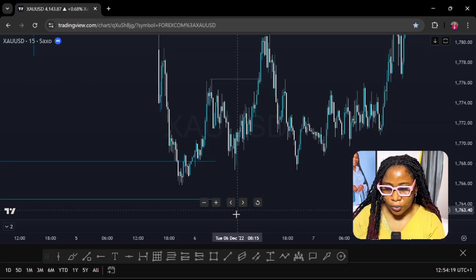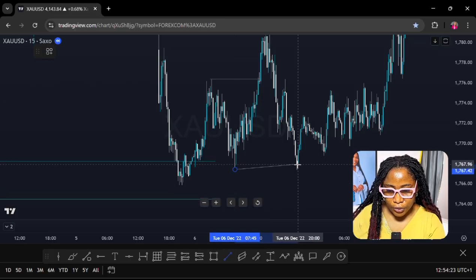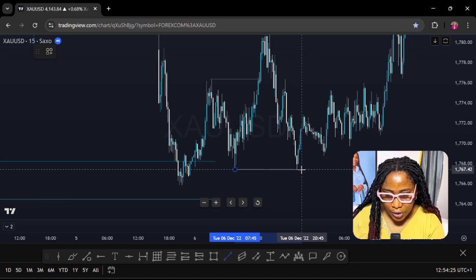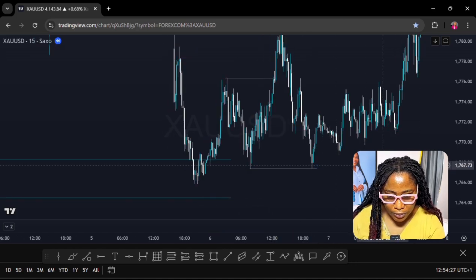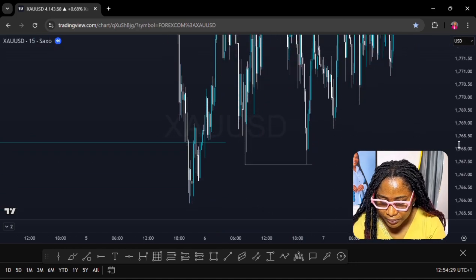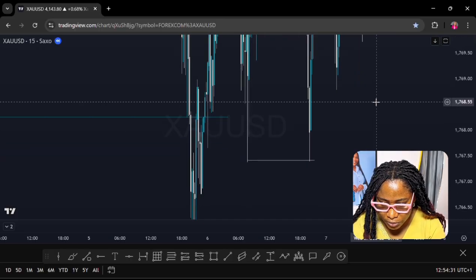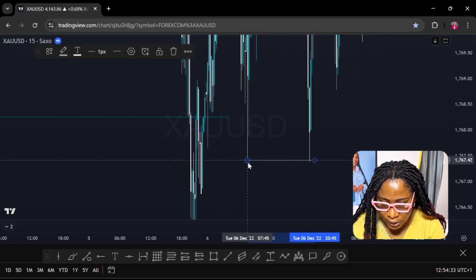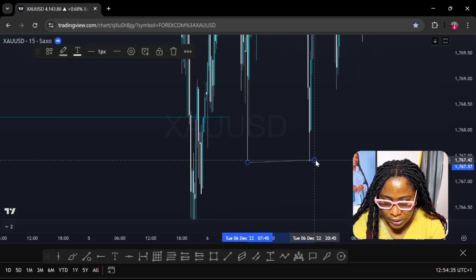So I don't know the POI that price will use. It's better I use lower time frame confirmation. So I think this guy was swept. Let's confirm. It was not swept. So this one did not come out on the way. So I would have probably missed this trade.